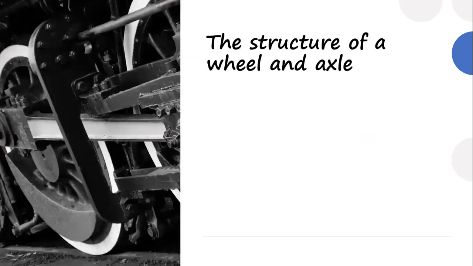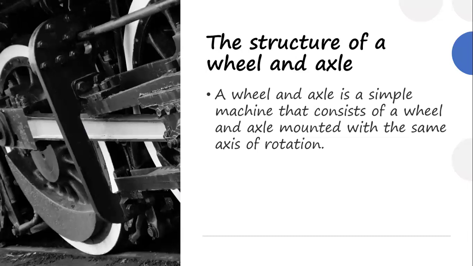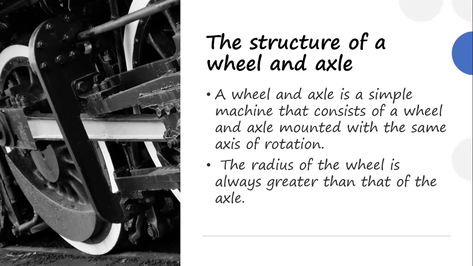We start with the structure of the wheel and the axle. As you can see, the wheel and axle is a simple machine that consists of a wheel and an axle that are mounted with the same axis of rotation, whereby the radius of the wheel is different from the radius of the axle, as the radius of the wheel is always greater than that of the axle. So that's simply how the wheel and the axle is structured.